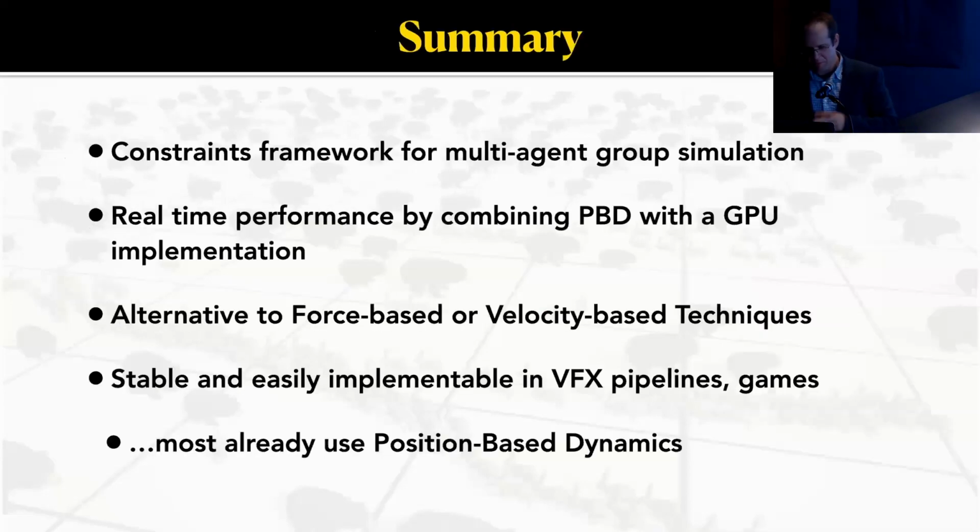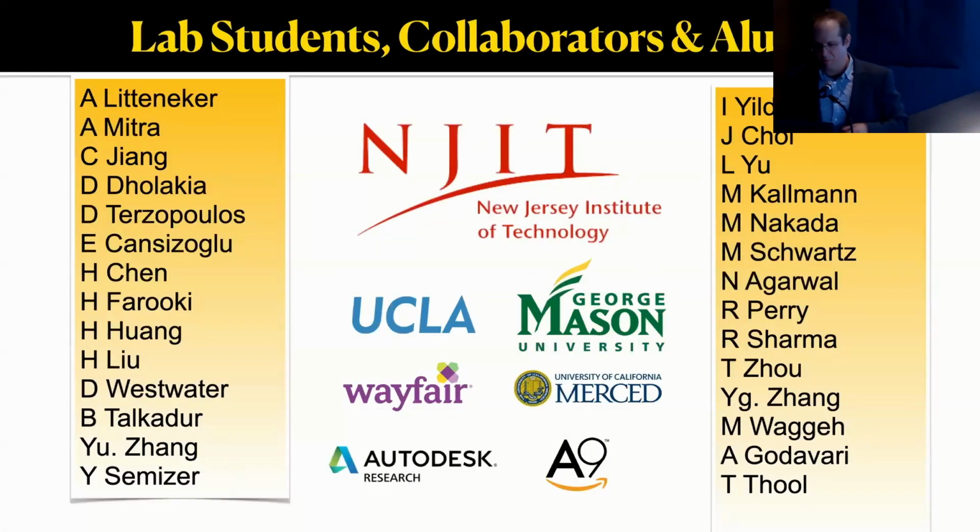So now I'm just going to summarize my talk. We showed a constraint-based framework for group and multi-agent crowd simulation. It's fast by combining position-based dynamics and a GPU implementation. It's an alternative to velocity or force-based techniques. And it's easily implementable in VFX pipelines, which already use position-based dynamics, like Unity, Houdini, or Blender. I want to thank all my collaborators and colleagues, and if you have any questions, I'm here.